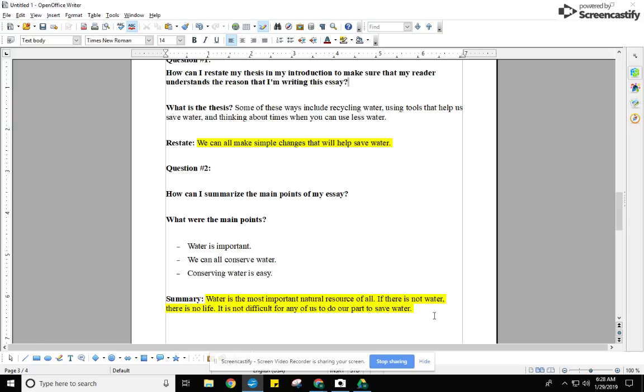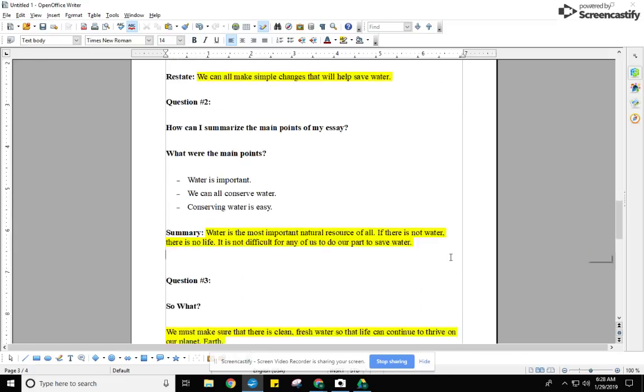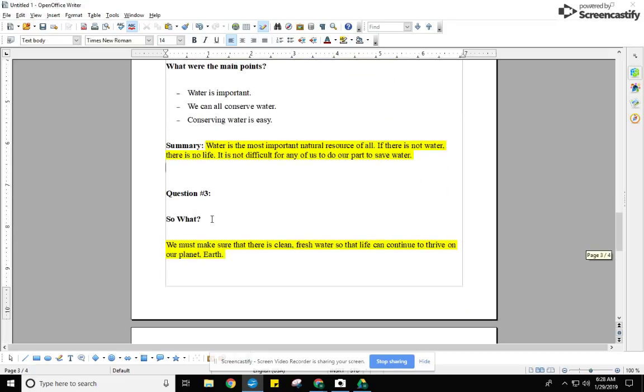Water is the most important natural resource of all. If there's not water, there's no life. It is not difficult for any of us to do our part to save water. Two sentences, sorry. Then we go to question number three. So what? So what if we need to save water? So what if you wrote this stuff? What does it mean to me? That's what you're trying to make the reader understand.